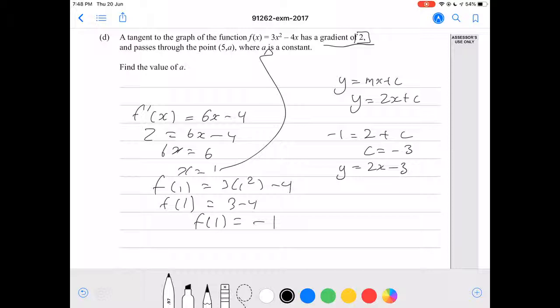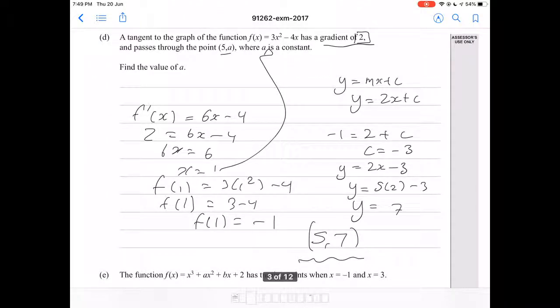therefore if we substitute x equals 5, now we should be able to find what our a value is. So y equals 5 times 2 minus 3. Therefore y equals 7. Therefore it passes through the point (5, 7).